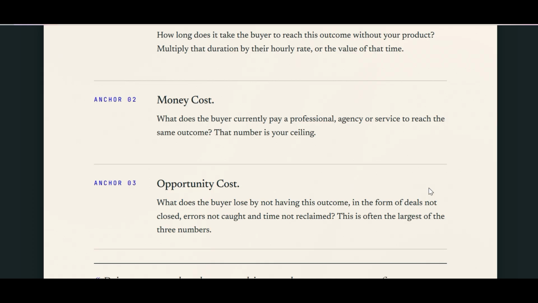Anchor 3, opportunity cost. What does the buyer lose by not having this outcome or by getting it too slowly? Deals not closed because the follow-up arrived too late, errors not caught because the review process was too slow or too expensive, hours not reclaimed because the manual process kept running. This anchor often surfaces the largest number of the 3, and it is the one most worth sitting with even if it does not directly determine the final price.